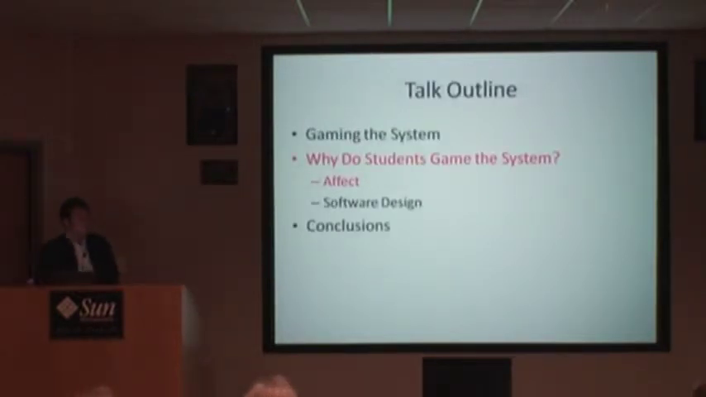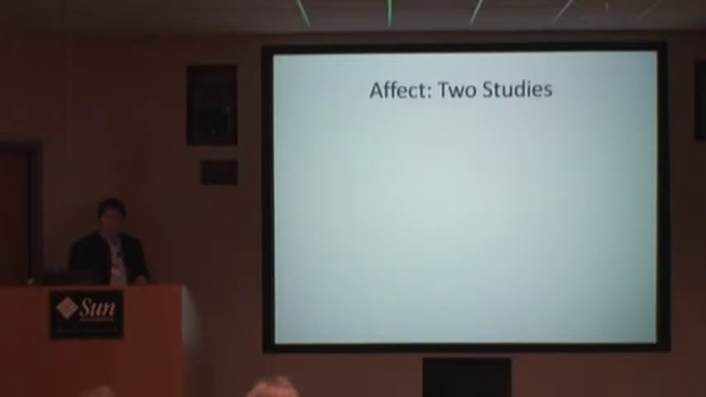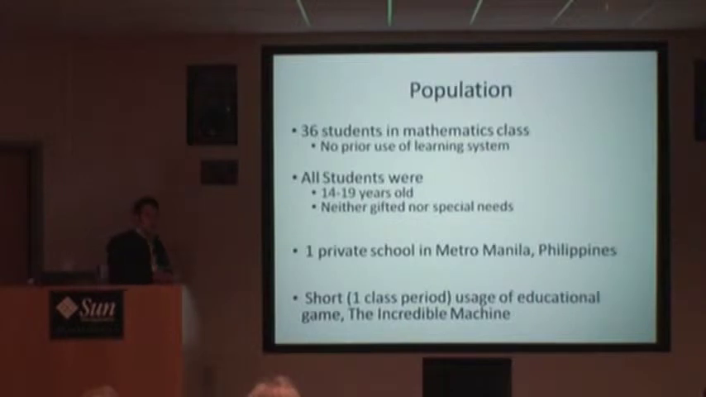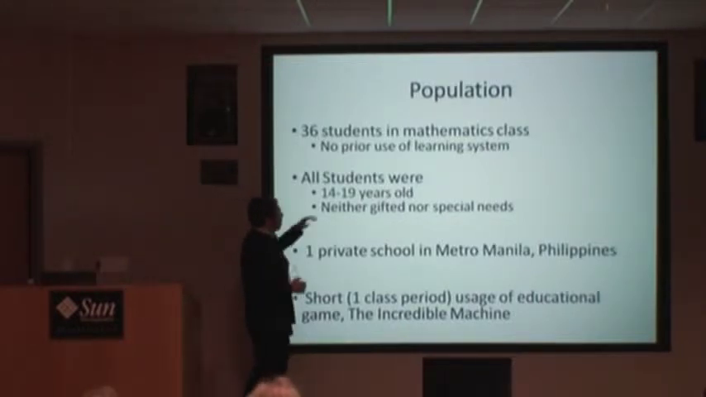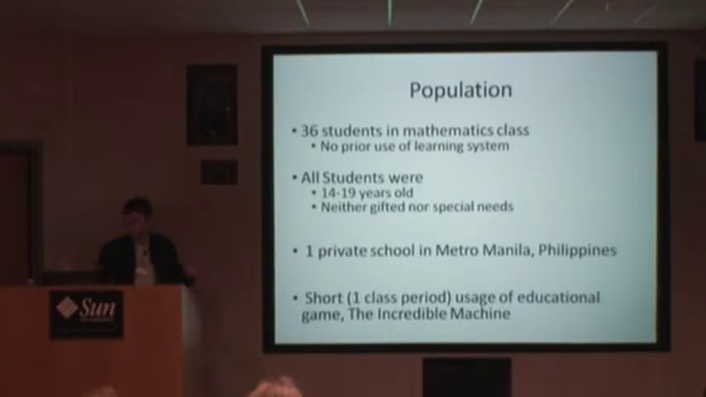Great. Feel free to interrupt me at any point, please. So let me now talk about our work on affect, and then I'll talk about our work on software design. We conducted two studies on student affect and the choice to game the system. In the first study, we had 36 students who'd never used the learning system I'm going to show you, and it wasn't actually an intelligent tutor in the study. It was an educational game, The Incredible Machine. I'll show you a picture of that in a minute. It involved a fairly wide age range, and this was a classroom in the Philippines with my colleague Mercedes Rodrigo. So students between 14 and 19 years old, they tend to have broader age ranges there than we do. Neither gifted nor special needs, in a private school in Manila.